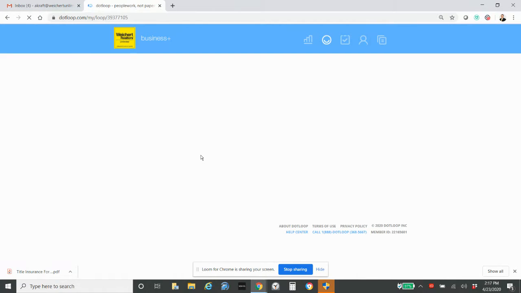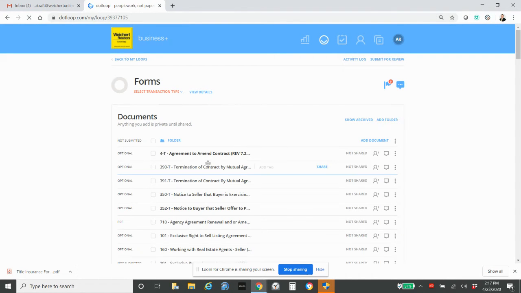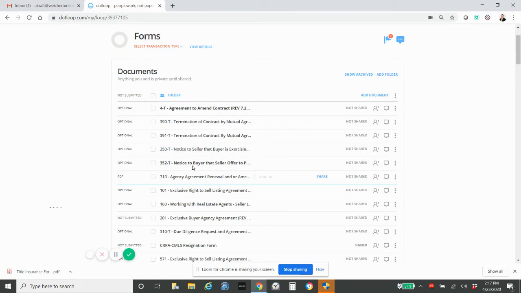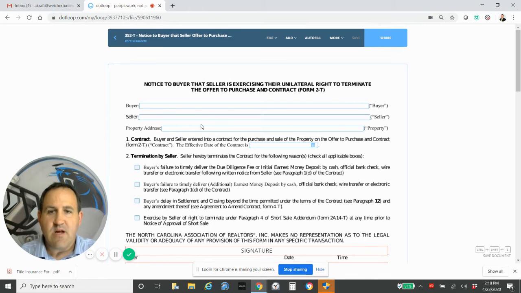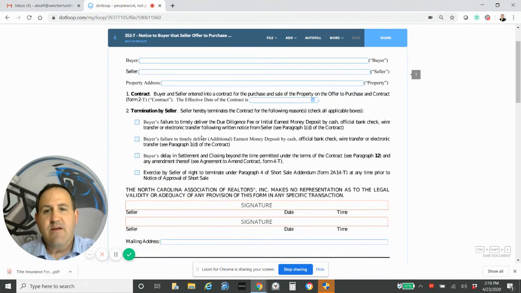The buyer's notice to the seller of their right to terminate. Basically, we have the exact same thing, but from the seller side. So we have the notice to the buyer that the seller is terminating. Okay. Let's take a look at this. Buyer name, seller name, property address, contract effective date. And here we only have 4 blocks. The buyer's failure to deliver the due diligence or earnest money, buyer's failure to timely deliver the additional earnest money, the buyer's delay in closing, and then the exercise by seller of the right to terminate under paragraph 4 of the short sale addendum. That's it for the seller. These are their only 4 unilateral rights to be able to terminate.